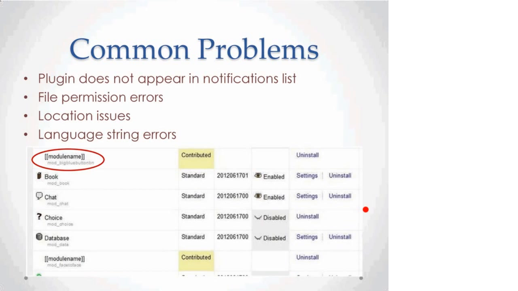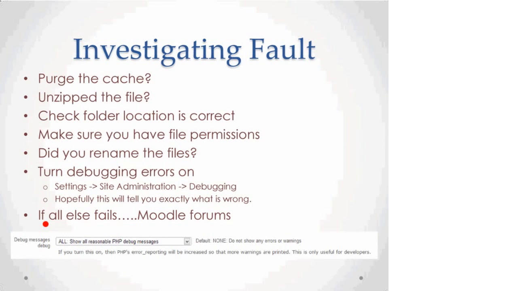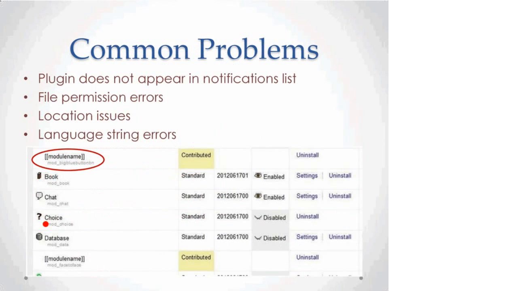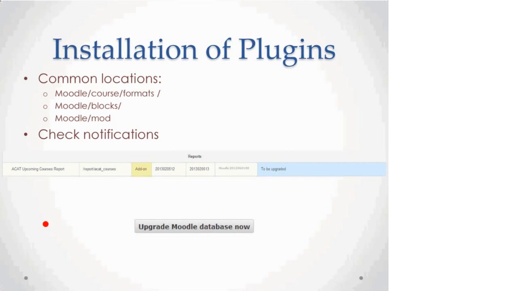Also, some plugins need to be installed in multiple folders, so that will be in the README file as well. Some of the most common locations are in the Moodle folder under course and formats for the course format plugins, and then Moodle blocks for blocks and mod for modules, and there's also others like report, etc.